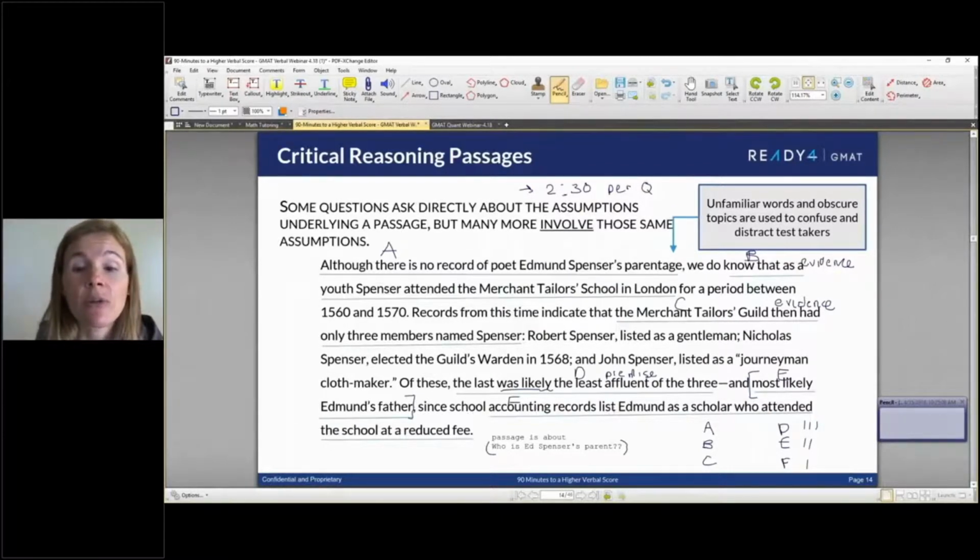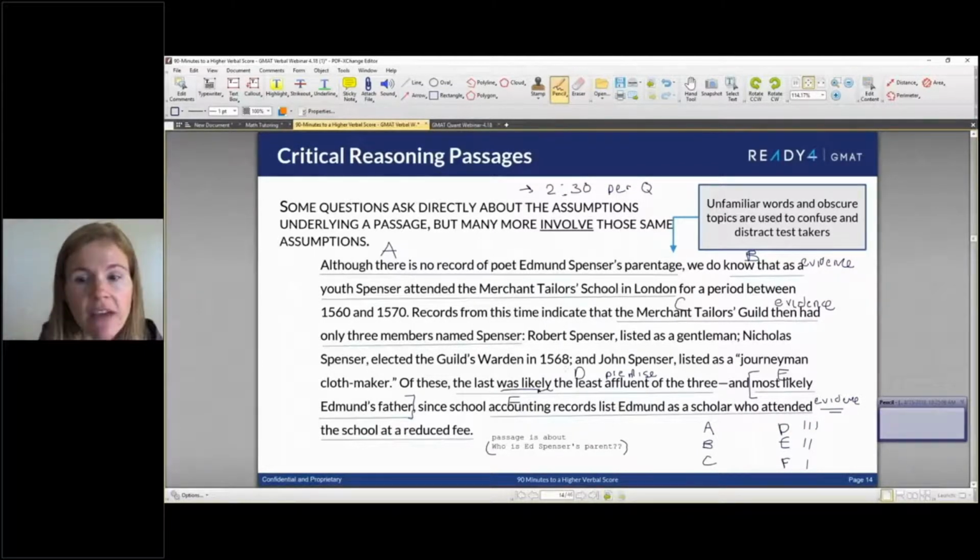Since school accounting records list Edmund as a scholar who attended the school at the reduced fee. Well, this is fine too. Okay, but this is really evidence, right? We have a record that shows that it's the case. Another way to think of this is that you don't need an elaborately constructed argument to prove something that is just a fact, right? If an accounting record shows it, we don't need an argument to support it. We only need an argument to support something that could be doubted.